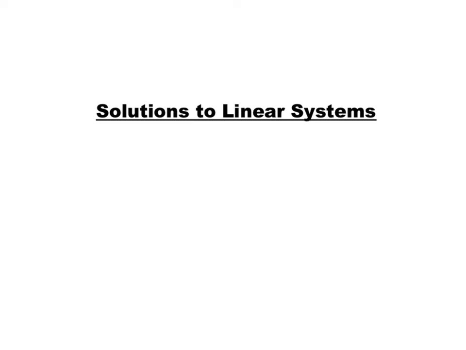In this lesson, we're going to take a look at solutions to linear systems. So what is a system of equations? A system of equations is a set of two or more equations. And what is the solution to the system of equations? Well, you know that you have the solution to the system of equations when you have the ordered pair where the lines intersect on a graph.